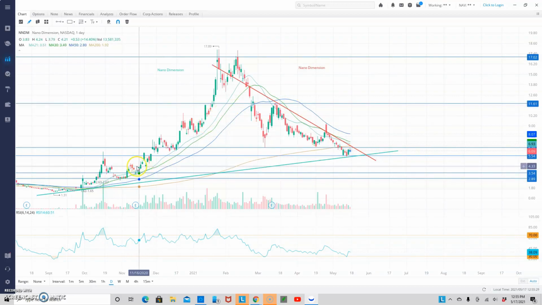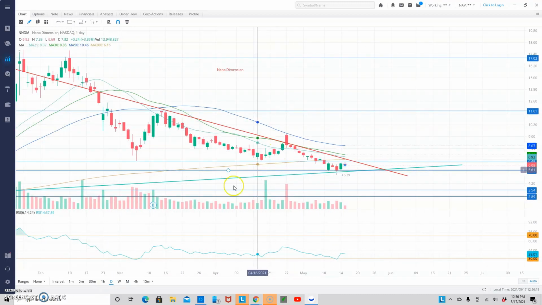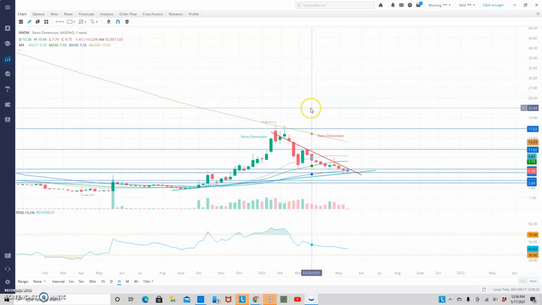I really don't see much in here as far as support going forward. So, if it does keep falling, we might see this thing drop down to around this $3.50 level here. So what I'm going to do now, I'm going to zoom out and switch over to my weekly chart here and take a look at what's been going on there.